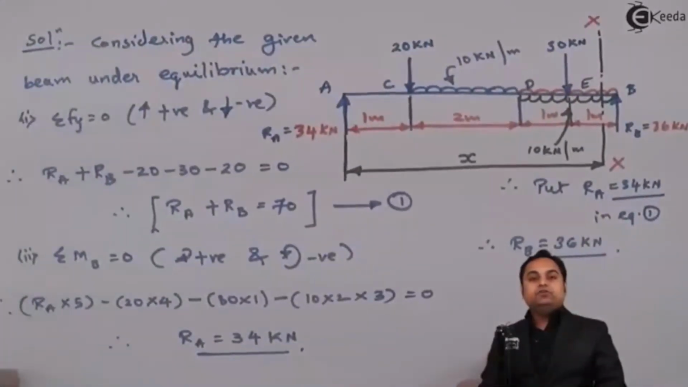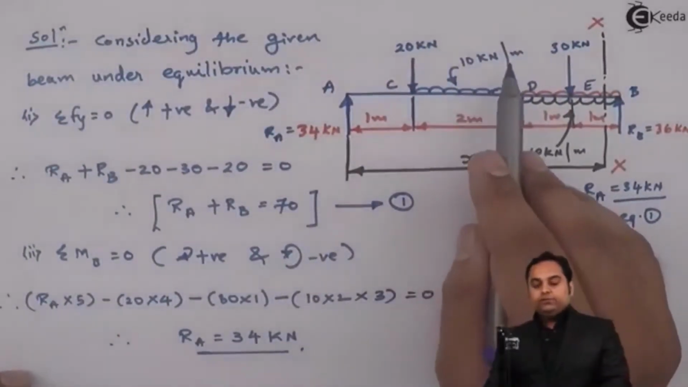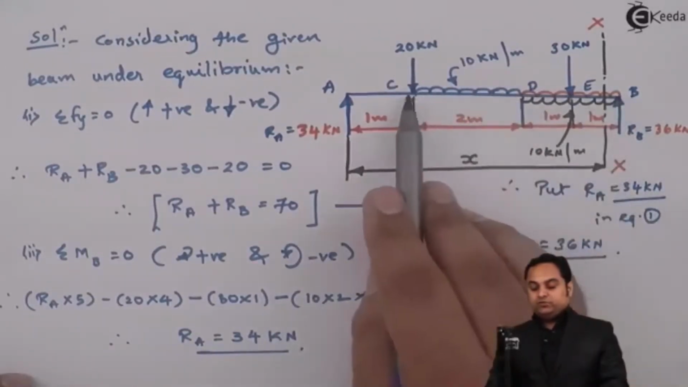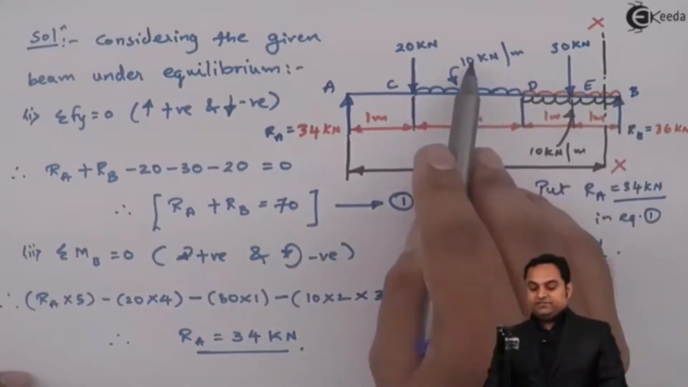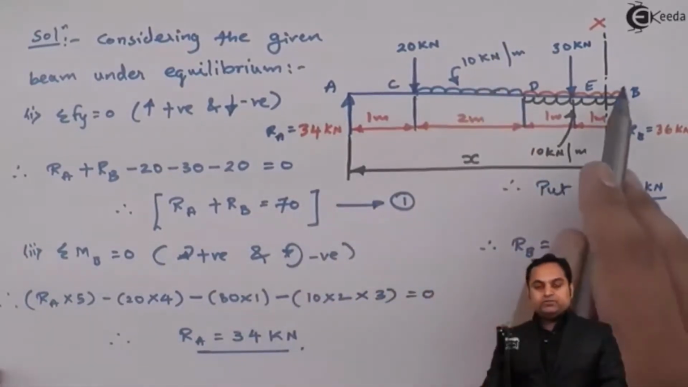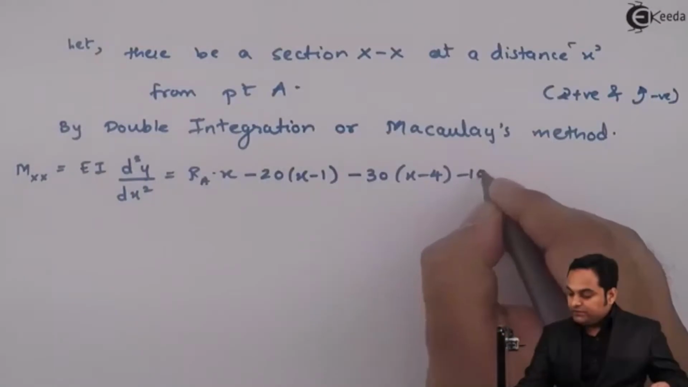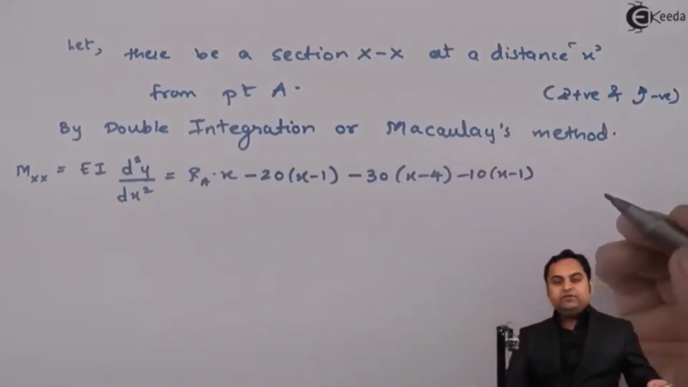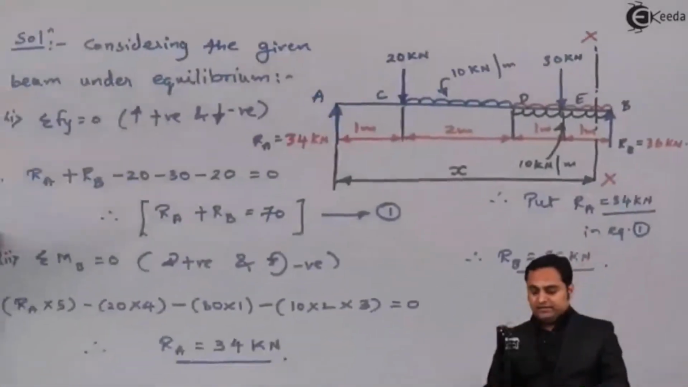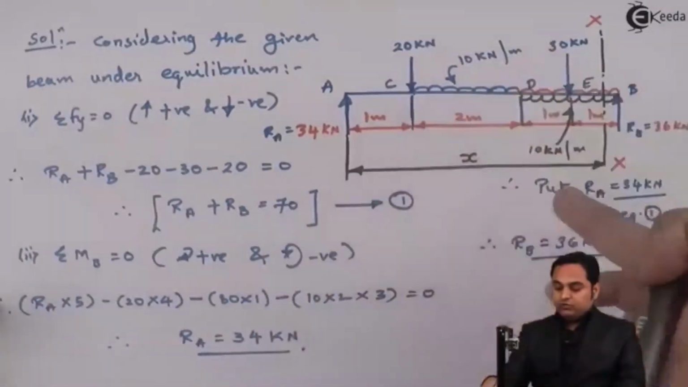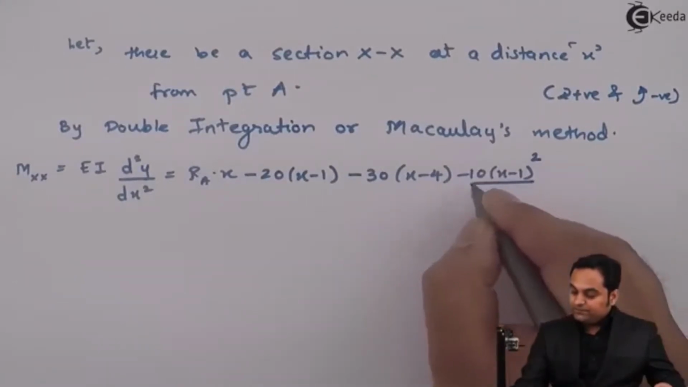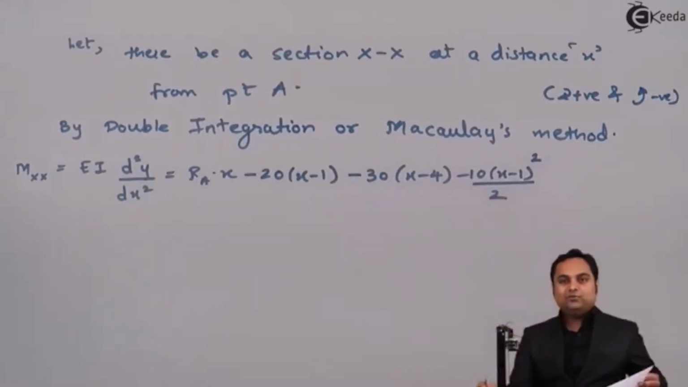Now is the term of the UDL. UDL 10 kilonewton per meter. Initially it was from C to D. Now we have extended this from C to B. So I have to take this entire length, and this is 10 into X minus 1, and that will produce an anti-clockwise moment. So it is minus 10 into X minus 1. That gives me the value of UDL converted into point load. Now this point load will act at exactly half of X minus 1. So when I'm taking the moment, it comes in anti-clockwise direction, so negative. So this becomes minus 10 into X minus 1 whole square by 2.